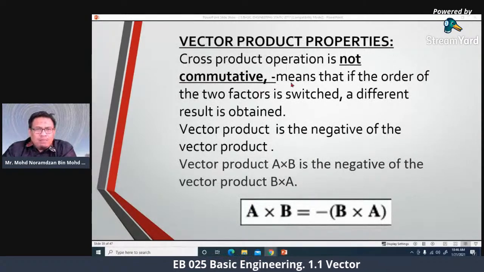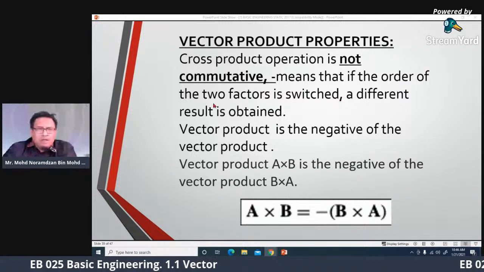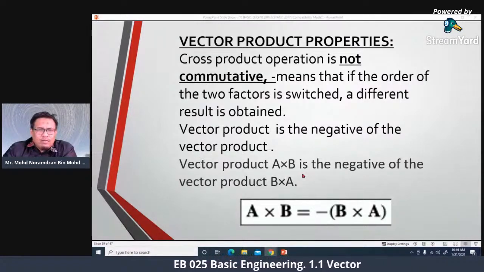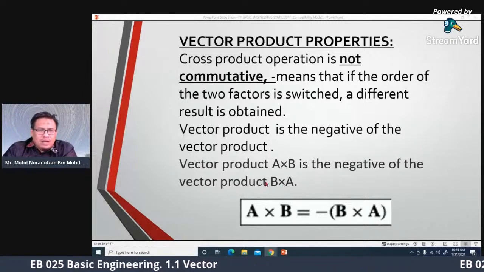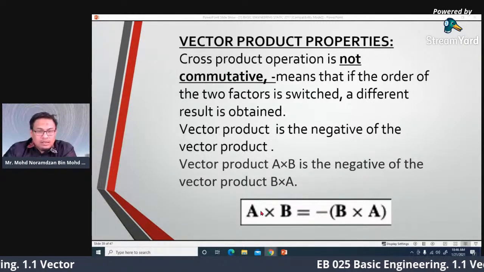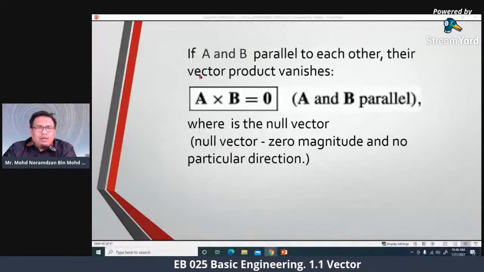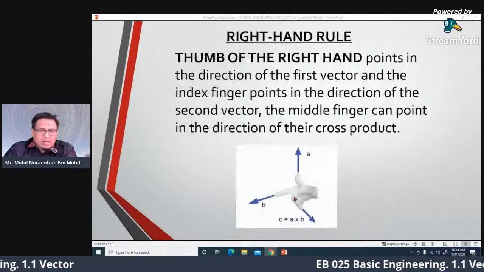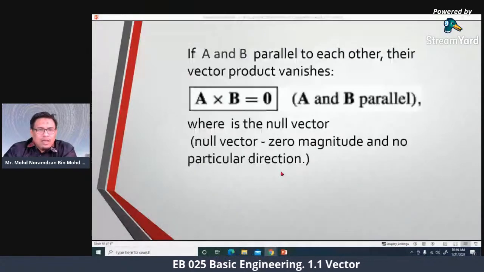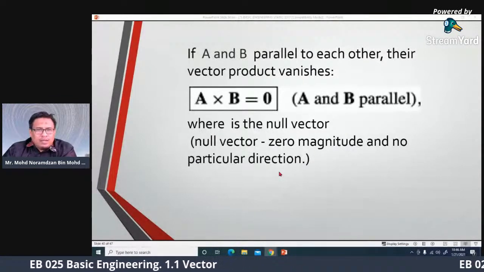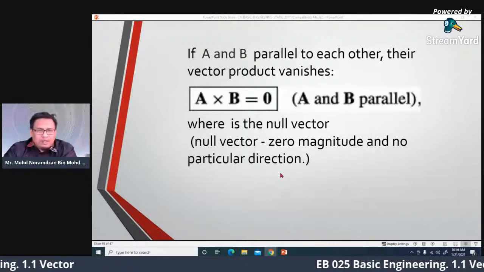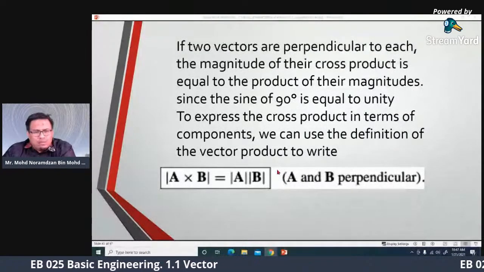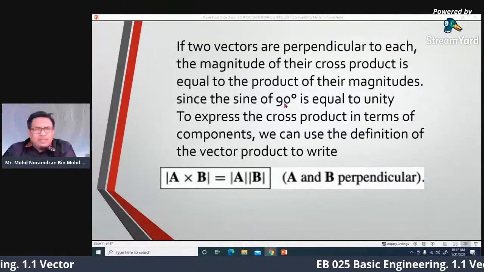The vector product is not commutative, meaning that if the order of the product is switched, you get a different vector. The vector product is the negative of the reversed vector product. If A and B are parallel, the vector product is 0. Where 0 is the null vector: zero magnitude, no particular direction. If the two vectors are perpendicular to each other, the magnitude of the cross product is equal to the product of their magnitudes, since sin 90 is equal to unity.